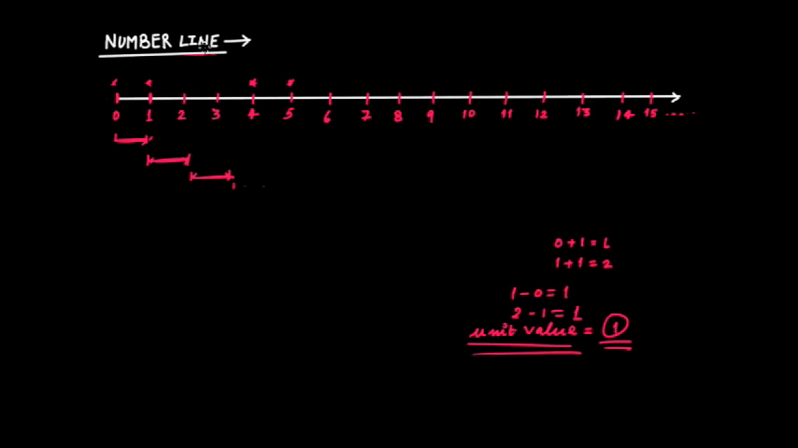Now you would ask, what is the meaning of operation? So we know that we have operations like addition, subtraction, multiplication, and division. We know how to do them arithmetically, but can we do them using the number line? Yes, of course we can. So let's see how we will do that. The first one would be addition.